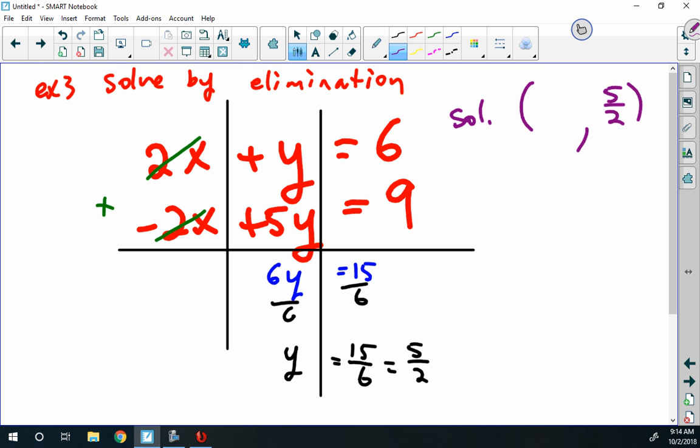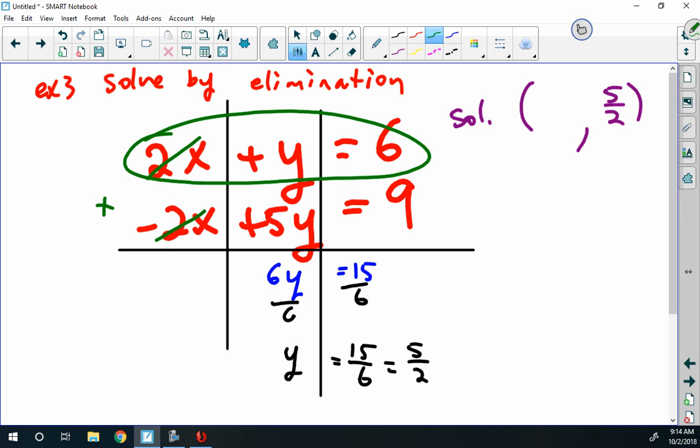How can I get the x coordinate? Go to the store and get one of those Glade things that makes it smell fresh. What are those Glade things called? The Glade plugins.